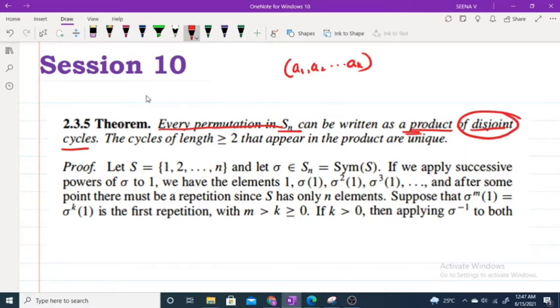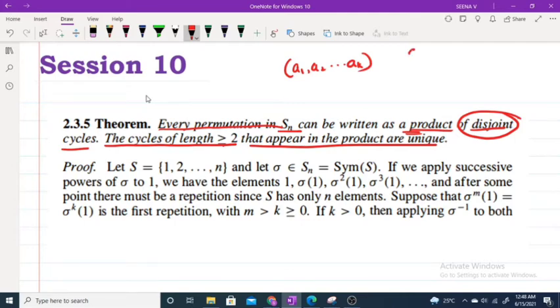Now one more condition is this: the cycles of length greater than or equal to 2 that appear in the product are unique. What's the meaning of length greater than or equal to 2? So if you consider a cycle of length 1, what is the meaning of that?